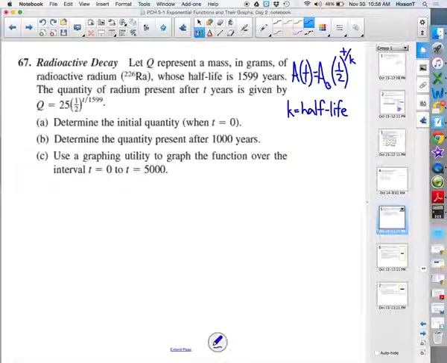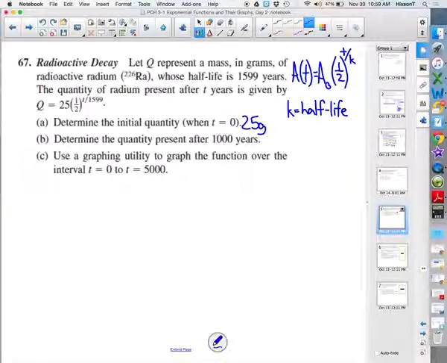But looking at this, here we're given a function Q for a mass in grams of radium, and the half-life is 1,599 years. So you'll notice here we have T divided by 1,599. How much did we start out with? 25 grams. Notice A sub naught is the part in front of the 1/2, so there's the 25 right there.